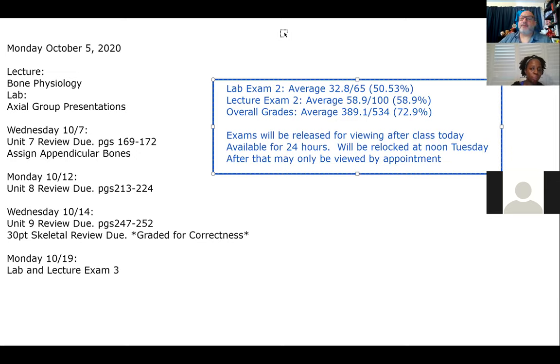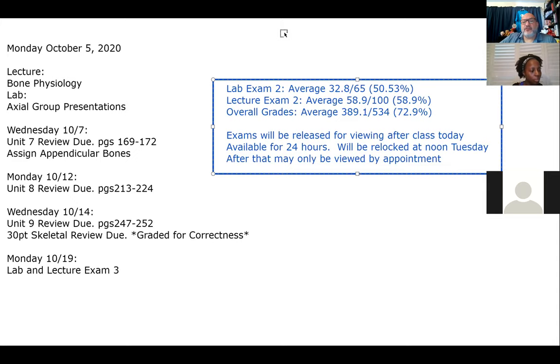Let's talk about our game plan. As I mentioned, for the next couple weeks, we're basically going to be doing the same thing. We're finally splitting up the lecture and the lab. In lecture, we'll be focusing on bone physiology. In lab, we'll be doing our group presentations, starting today with the axial. We will get through all of the bones of the skull. So we're going to focus on the skull for today.